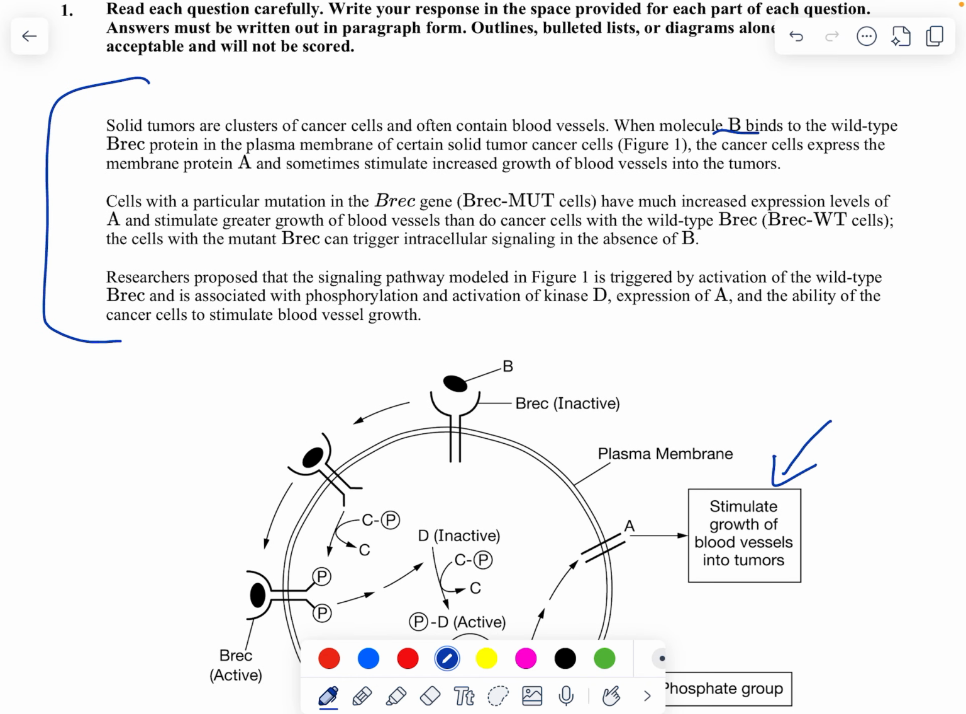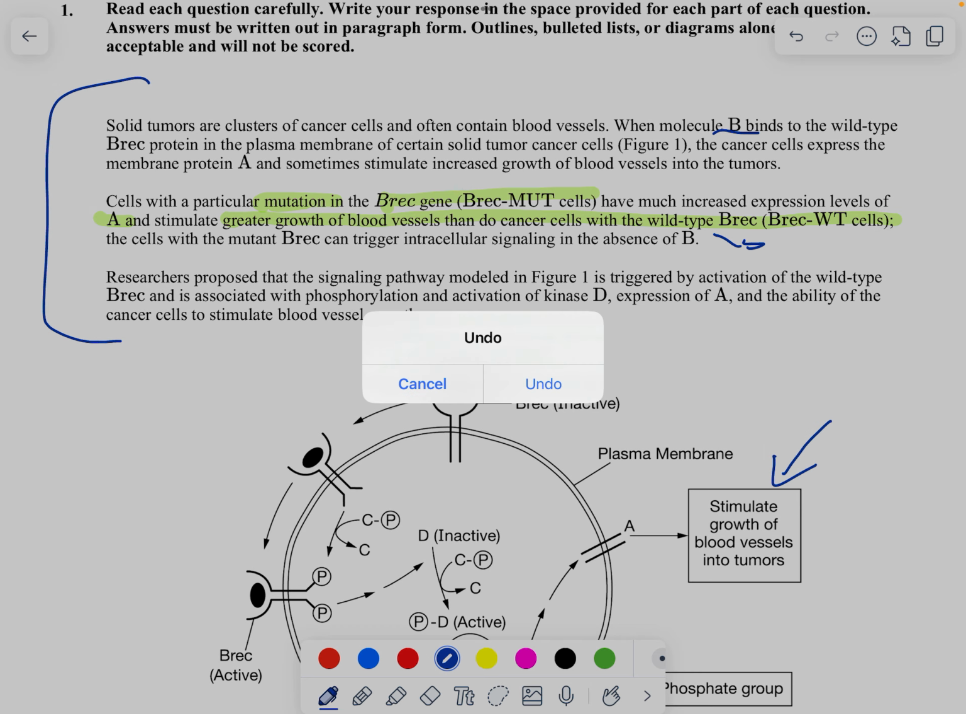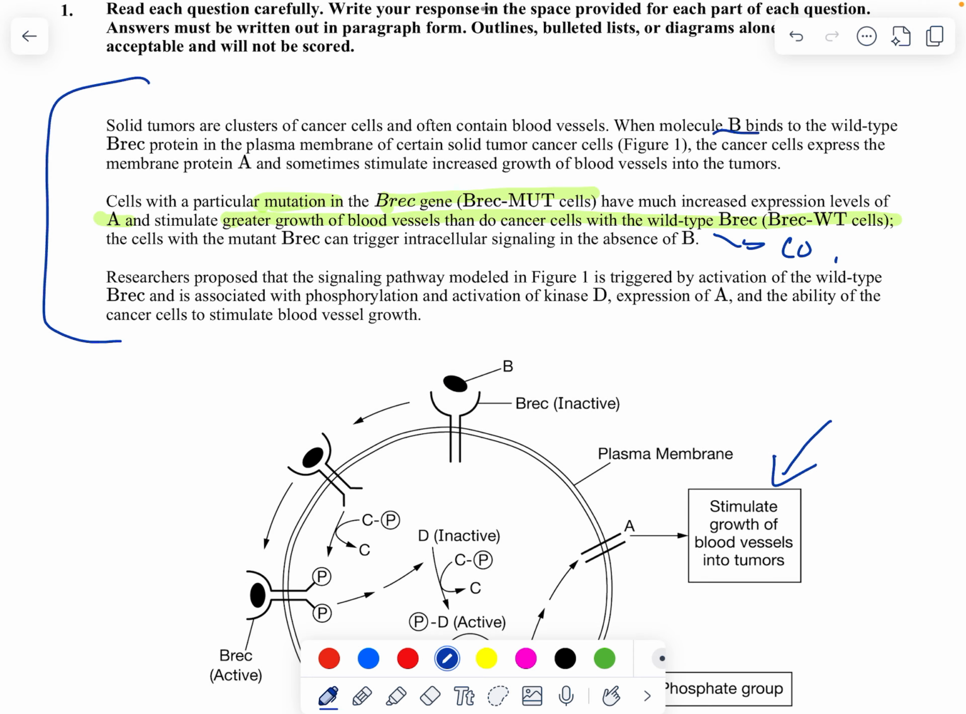Okay, cells with a particular mutation, that's an important word to think about, in the BREC gene, have much increased expression levels of A and stimulate greater growth of blood vessels than do cancer cells with the wild type. Again, the wild type is a fancy way of saying the most common in a population, okay? The cells with a mutant BREC can trigger intracellular signaling in the absence, that's a huge clue right there, in the absence of B, okay?